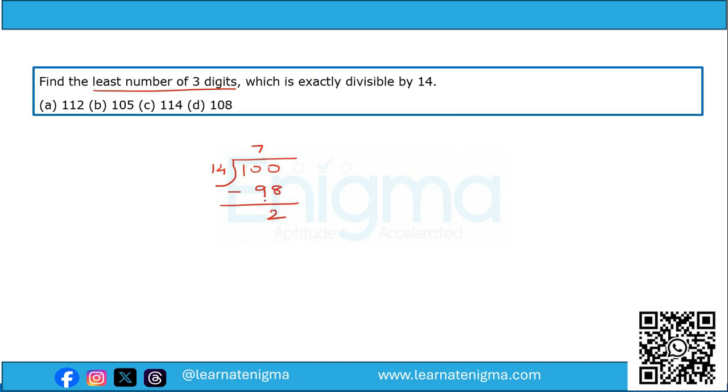Now we need to add some number to 100 so that it becomes the least number of 3 digits which is exactly divisible by 14. Whenever we have to add something, it is always the divisor minus the remainder. In this case, the divisor is 14 and the remainder is 2. So we have to add 12 to the given number, that is 100. So 100 plus 12 will be our answer, that is 112. So option A.